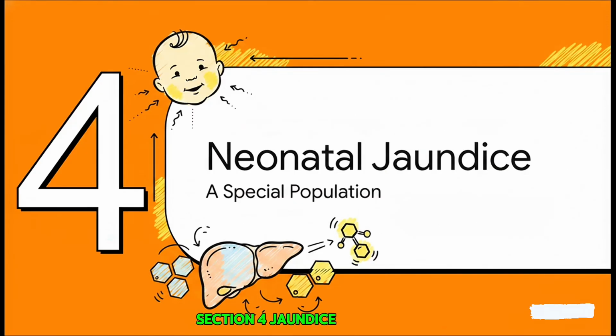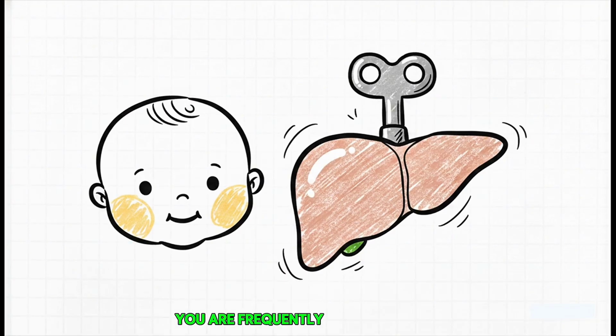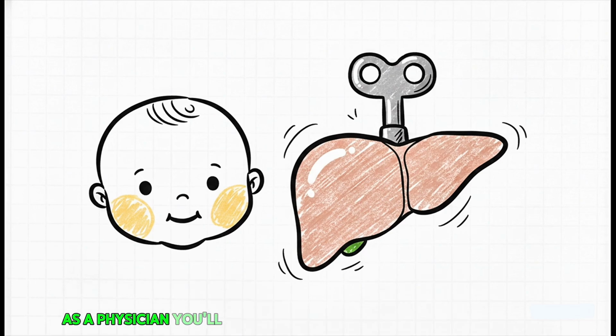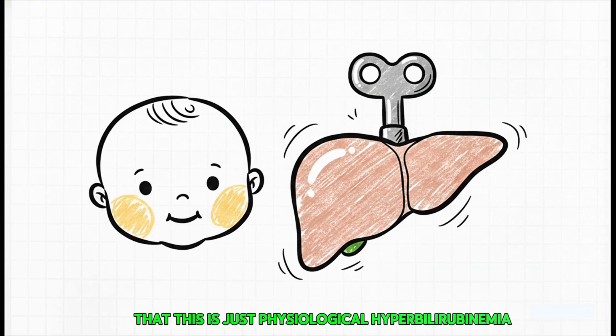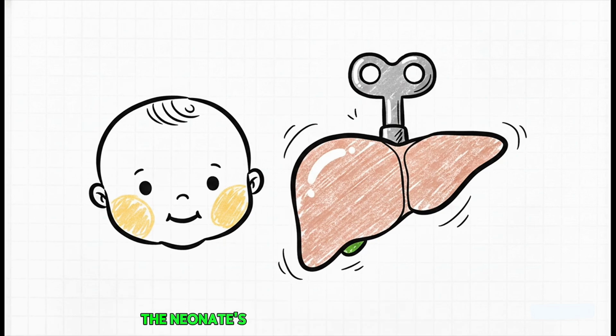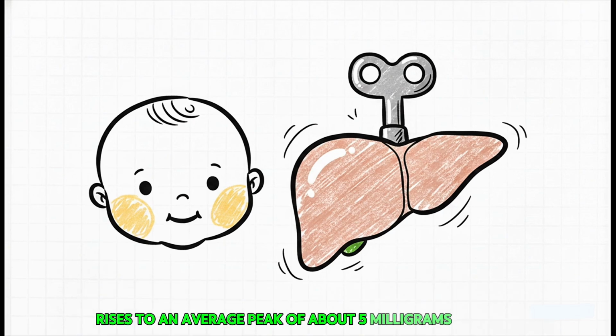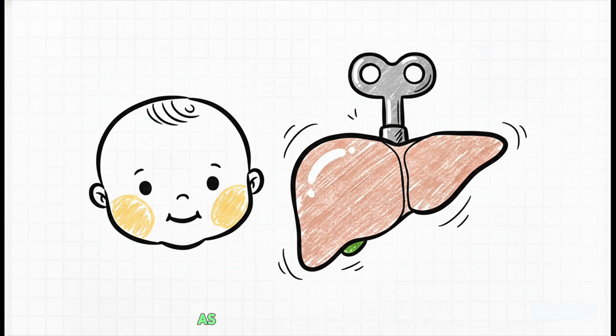Section 4. Jaundice in the neonate, a very special population. When you're examining newborns, you are frequently going to see a mild yellowness in their skin and eyes during the first week of life. As a physician, you'll spend a lot of time reassuring anxious parents that this is just physiological hyperbilirubinemia. See, immediately after birth, the neonate's liver is basically still booting up. It functions poorly for the first few days and just lacks the full activity of that glucuronyl transferase enzyme we talked about. Because it can't conjugate quickly enough, plasma bilirubin rises to an average peak of about 5 milligrams per deciliter before naturally falling back down as the liver matures. It is totally, completely normal.